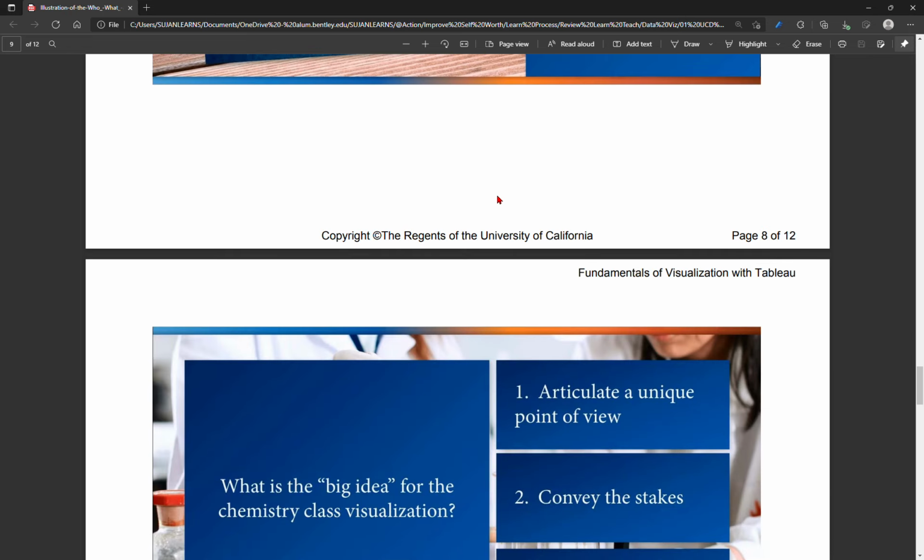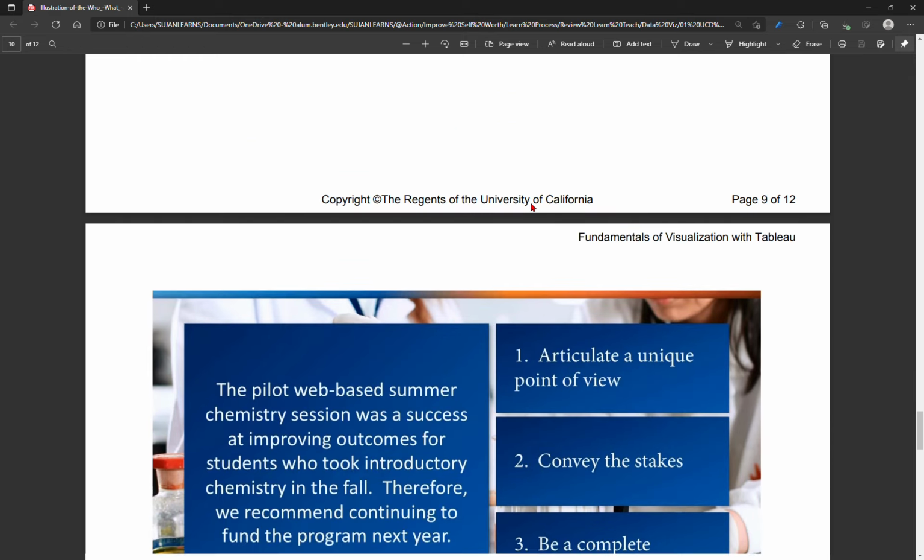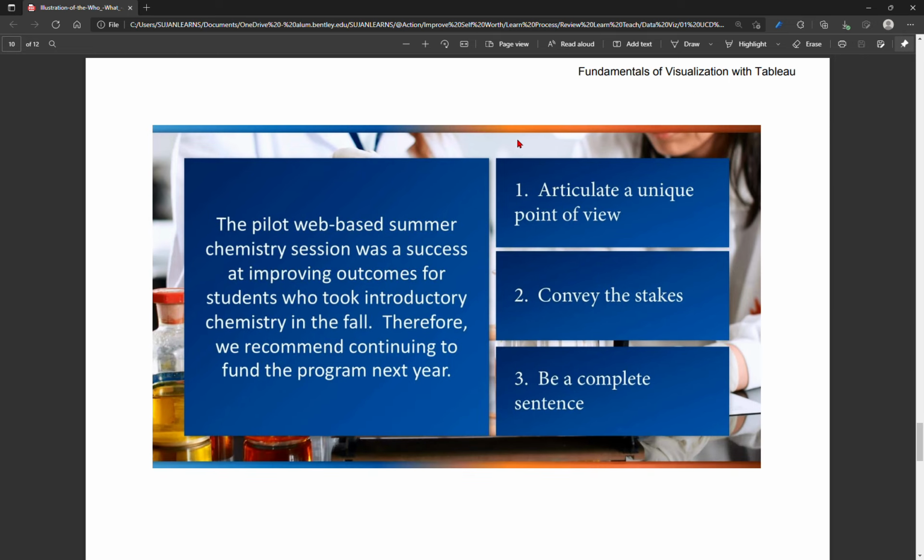Sounds easy, right? Now, let's try to apply that in our chemistry class visualization. Can you think of three big ideas in our chemistry class visualization? Here's the answer from the author. The author says that a sentence including the big ideas is: the pilot web-based summer chemistry session was a success at improving outcomes for students who took introductory chemistry in the fall. Therefore, we recommend continuing to fund the program for next year. It sounds simple, right? But it's not always intuitive.